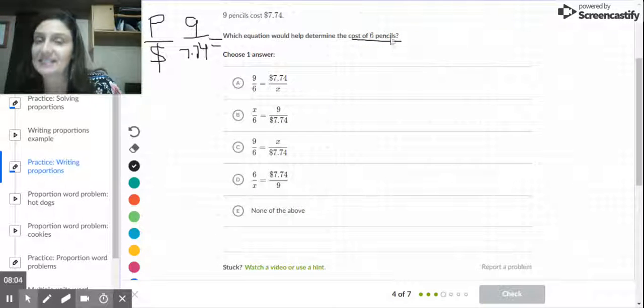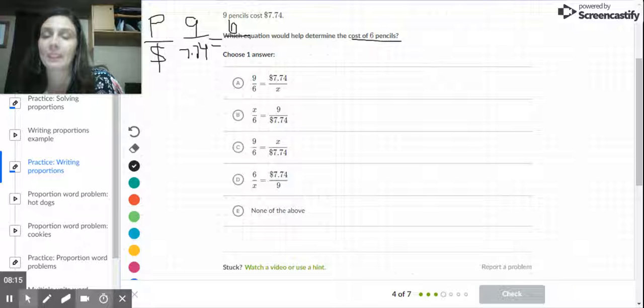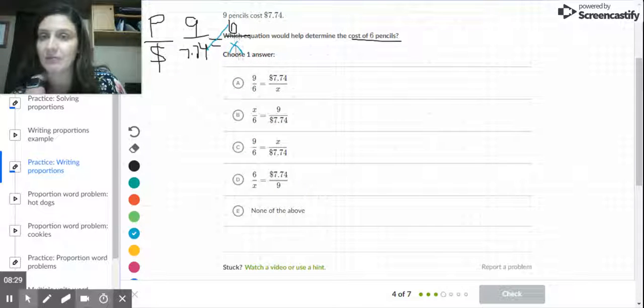So I know, where does 6 need to go? It's pencils, so it needs to go on the top for this one. Okay, now if I flipped it over here and rewrote it, pencils just have to all be on the bottom. So let's look. What do I know I'm going to be multiplying? The 6 and the 7.74. And here's my variable. Let's just go ahead and put a variable right here so it makes sense. So the same thing, if I cover up my variable and hop across, I'm still multiplying $7.74 times the 6.